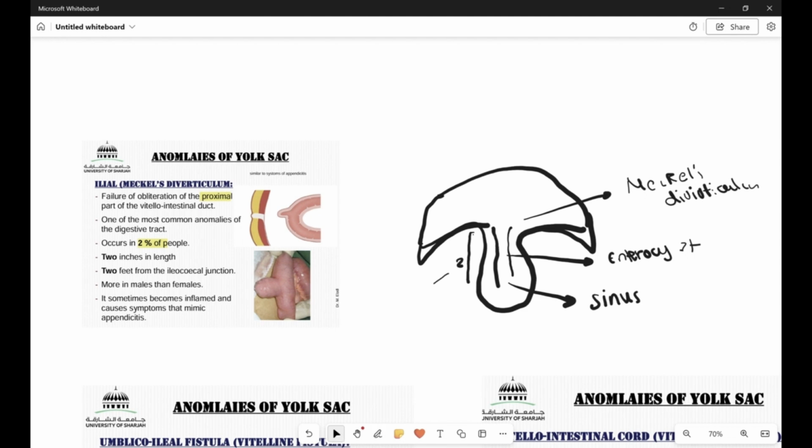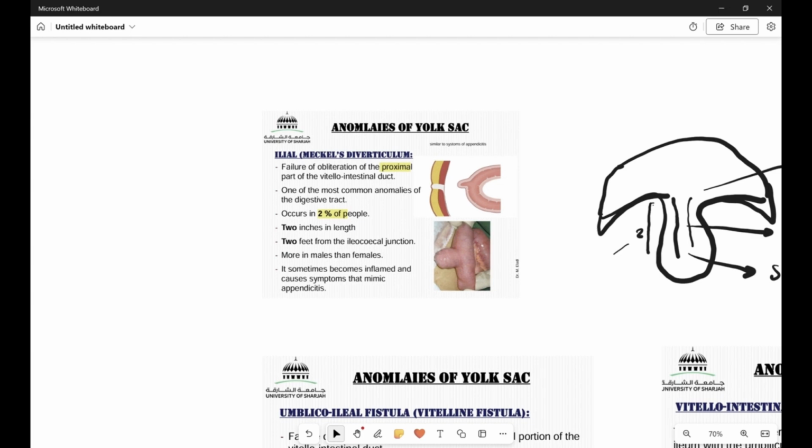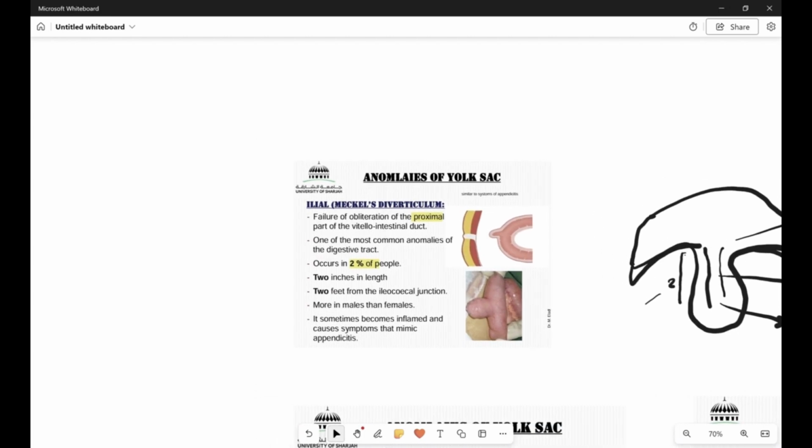The first one I want to talk about, the one that was provided to us in the most detail, is the Meckel's diverticulum, or the ileal diverticulum, if I'm pronouncing it right. It's again the failure of the obliteration of the proximal part, right here, and it persists as a protrusion of the small intestine, usually about 2 feet from the ileocecal junction. When inflamed, it has the same symptoms as appendicitis, or the inflammation of the appendix.